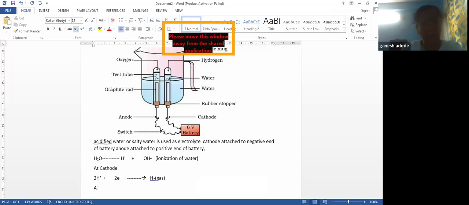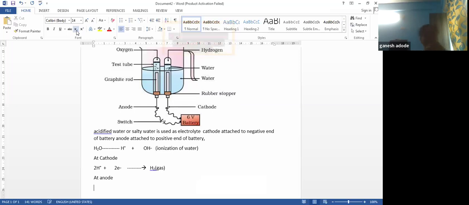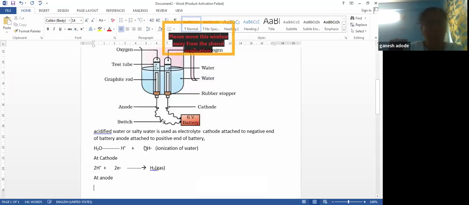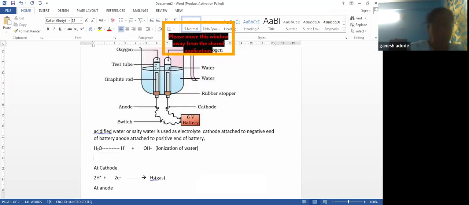Now what will happen at the anode? Which ions are going to be attracted towards the anode? Yes, children, tell me. Now here the OH minus ions are there, right? Now what will happen to these OH minus ions? These OH minus ions are again going to get ionized.